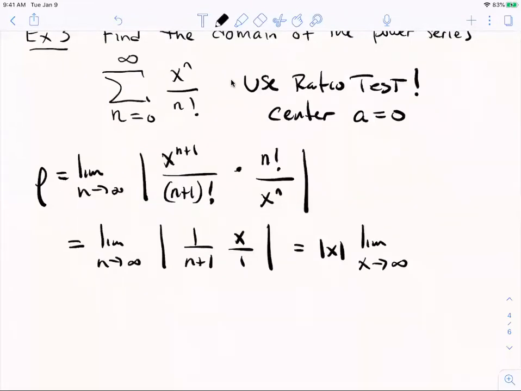So we just have to take the limit as n goes to infinity of the expression 1 over n plus 1, and we multiply that limit by the absolute value of x. Well, 1 over n plus 1 goes to 0 as n goes to infinity, and the absolute value of x times 0 is 0, regardless of what x is. So this series converges for all x.